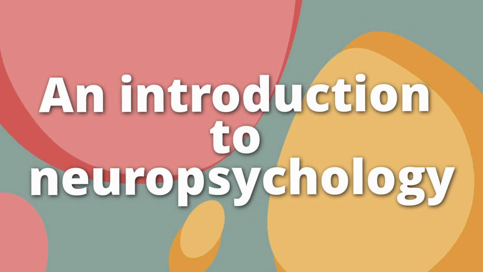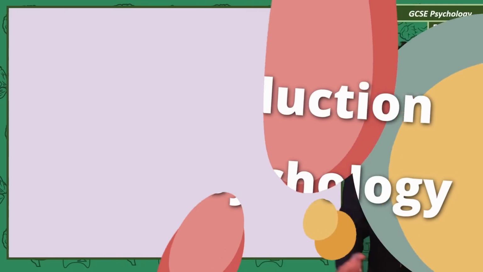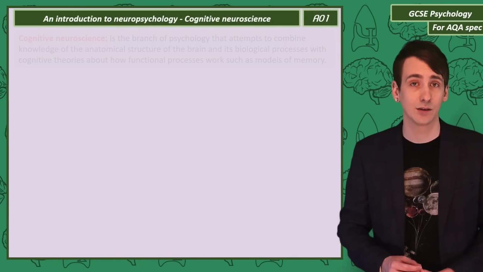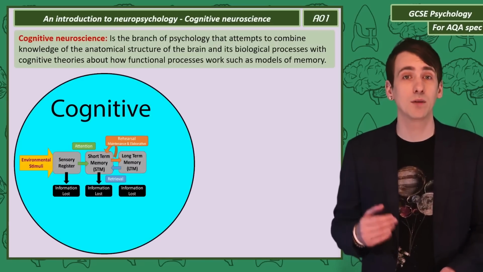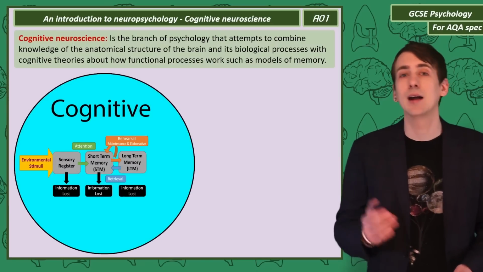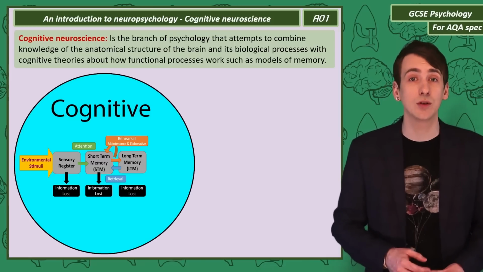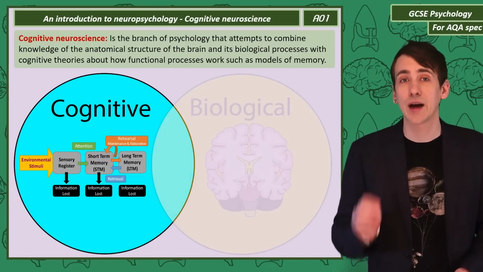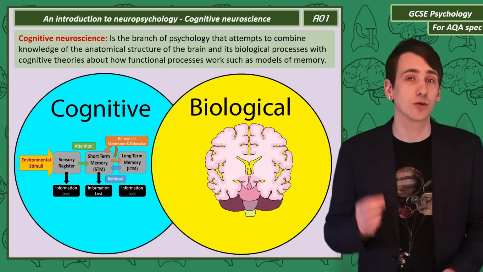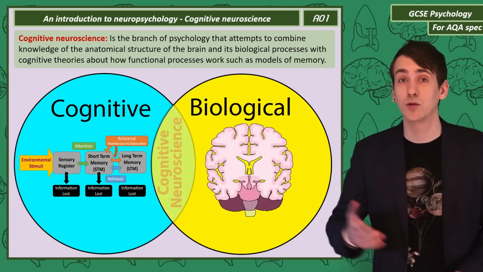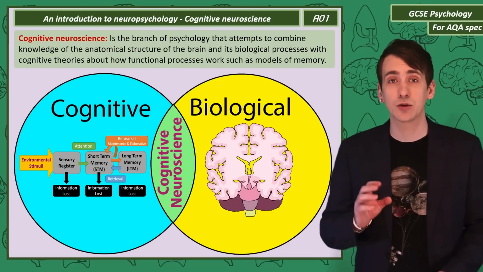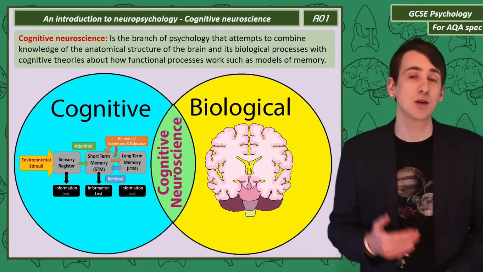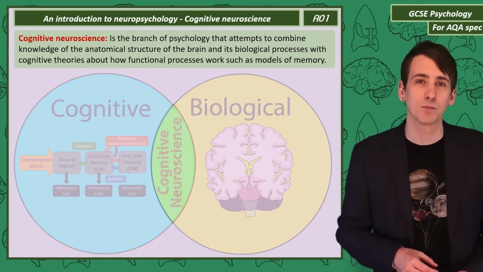And an introduction to neuropsychology. So let's start by defining cognitive neuroscience. You'll likely know that cognitive psychologists create theories on how information is processed in the brain. In the memory unit, we discussed the multi-store model of memory. Neuroscientists investigate the anatomical structures of the brain. So cognitive neuroscientists combine both of these fields, matching the physical structure of the brain with information processing functions.